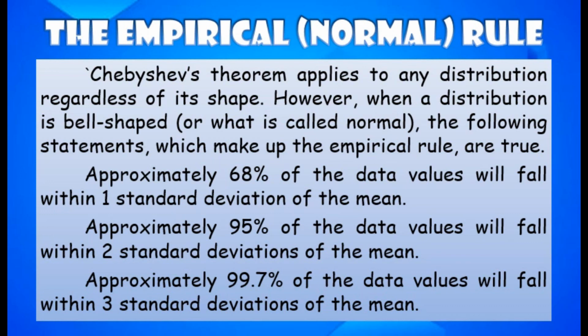Chebyshev's theorem applies to any distribution regardless of its shape. However, when a distribution is bell-shaped, or what is called normal, the following statements, which make up the empirical rule, are true.